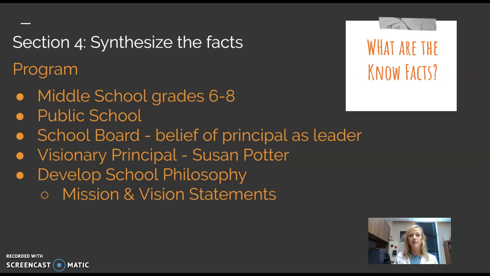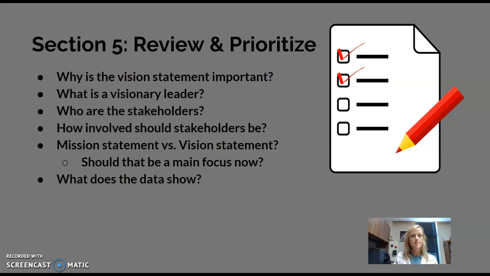The school board has the belief that the principal is the leader and should do all the decision making, that Susan Potter is a visionary principal, and that they need to develop a school philosophy, including mission and vision statements. So to review and prioritize, we need to look at what is a vision statement and why is it important. A vision statement is a clear statement of what the school is trying to achieve, so that all stakeholders, which means teachers, students, community members, parents, are all working together on one common thing. It's looking forward and seeking to motivate and unify everyone to achieve the very best for students in one statement. And the vision statement establishes clear expectations and standards for the whole school community.